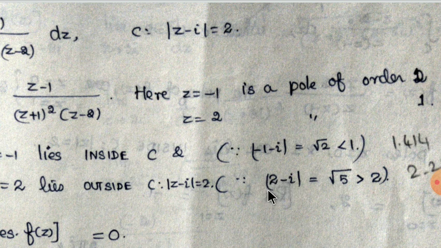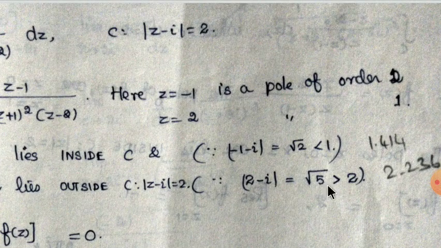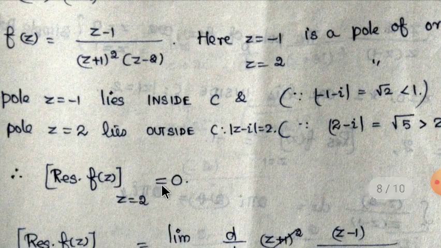What does 2 minus i mean? Square root of 2 squared is 4. The coefficient of i is minus 1, so minus 1 whole square is 1. So 4 plus 1 is root 5. Root 5 is, I think, 2.236. So it is greater than 2, so this lies outside. Once it lies outside, the residue of f of z at z is equal to 2 is 0. Clear?